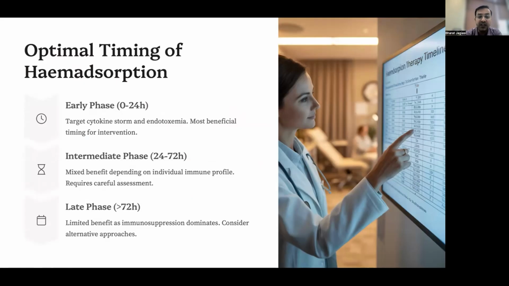We have the early phase, where there's a cytokine storm and endotoxemia, and that is the most beneficial timing; this is when it is going to be maximally beneficial if we intervene. Then there's an intermediate phase, which is already a balanced area. If I use it in the late phase, there are limited benefits as immunosuppression dominates, and at that moment we have to consider other options.